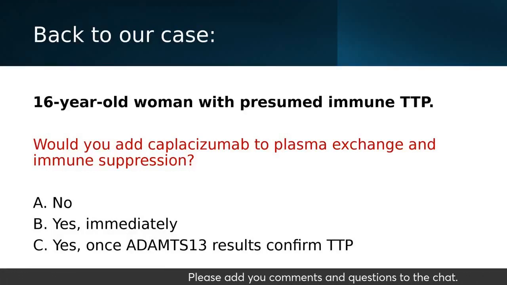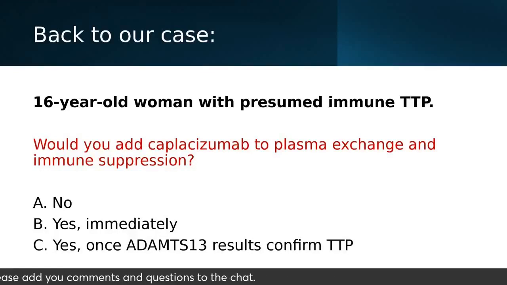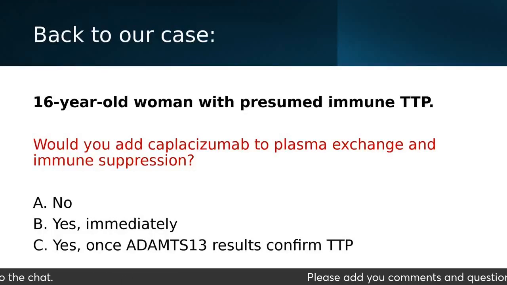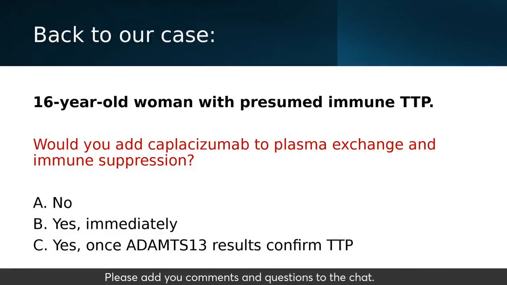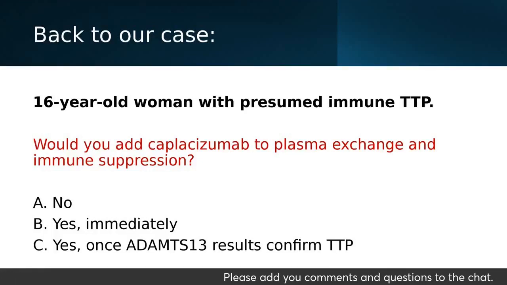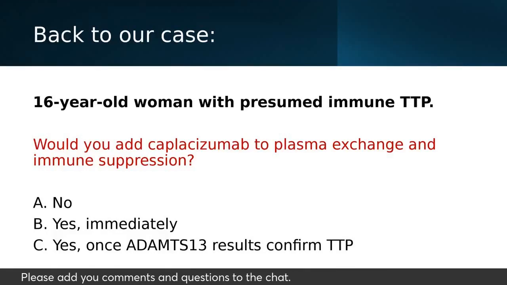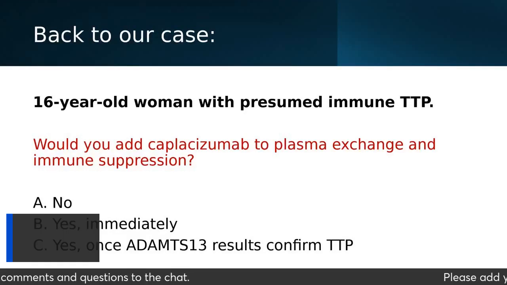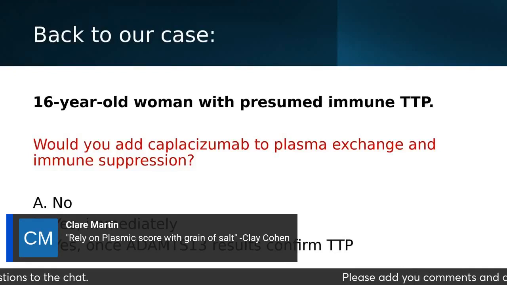Do you rely on the PLASMIC scores for pediatric patients? With a grain of salt. So kind of, I mean, in older adolescents, which is when immune TTP is present, yeah, I think they're helpful. I don't know that we used it as confirmatory, you know. Yeah, that's what we ended up doing. I think, again, we all worry about the insurance approval or not. So we decided to start only once we had the ADAMTS13 levels.